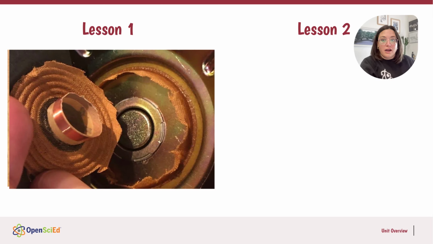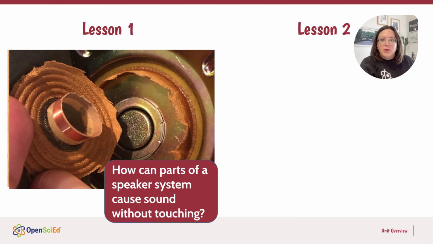In lesson 1, our anchor, we observe a speaker system with a magnet and a coil of wire moving back and forth without the parts touching. We develop initial explanations of how this might work. We write driving questions for our DQB and come up with ideas for investigation. We're wondering, what causes a speaker to vibrate? How can parts of the speaker system cause sound without touching?